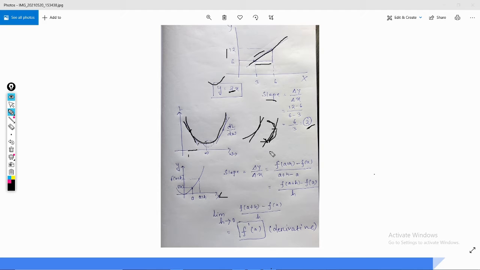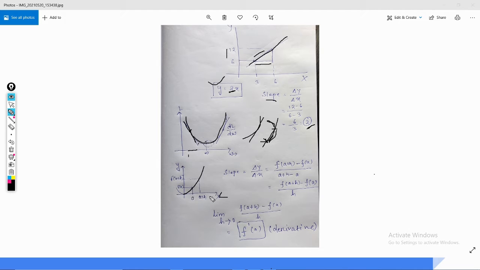So how are we going to do that? Let's see. I have taken a curve here, and we need to find the slope here. I have taken a non-linear function. In a further slide, I'll show you how we are going to do it practically. Here I have taken some random variable.